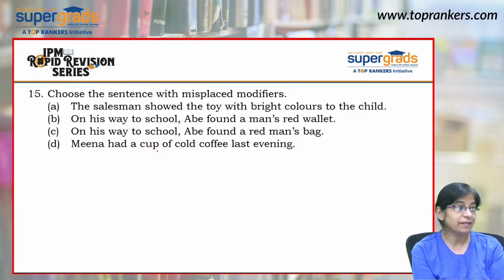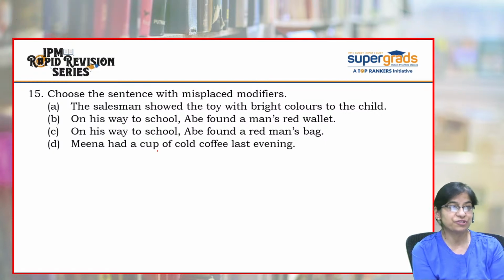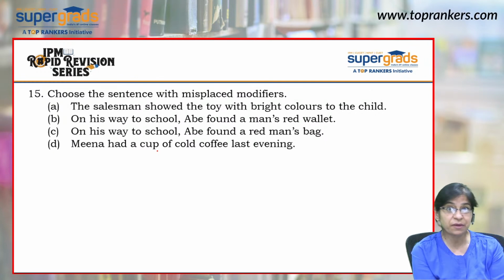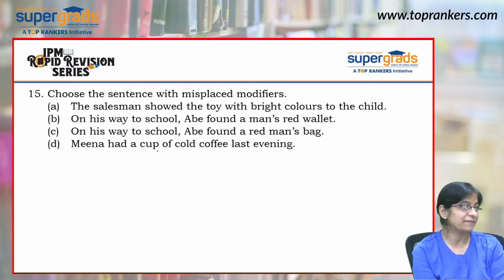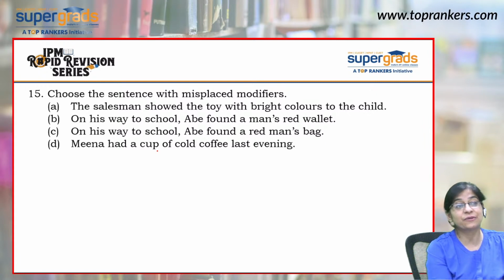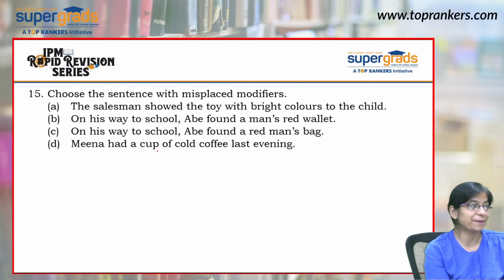So the first one is the salesman showed the toy with bright colors to the child. Is this one okay? Is everything okay in this sentence? On his way to school, Abe found a man's red wallet. Third one, on his way to school, Abe found a red man's bag. Mina had a cup of cold coffee last evening. Which sentence amongst these do you think has a misplaced modifier?